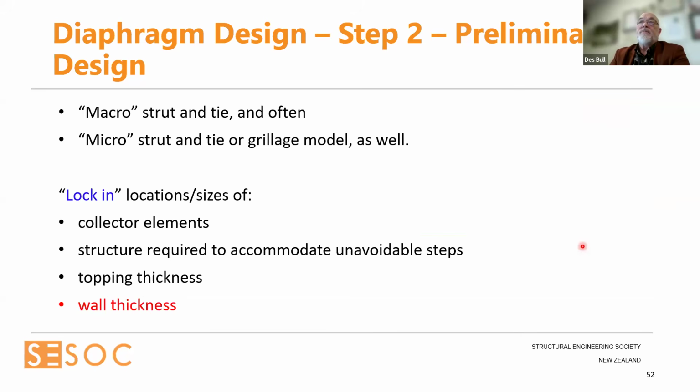So we're now sort of getting into the preliminary design side. We can use macro strut and tie, or often if you feel comfortable, you can go to a micro strut and tie grillage model. Around about this time, we are locking in the sizes of the collectors, the structure to accommodate unavoidable steps, topping thickness, and wall thickness.